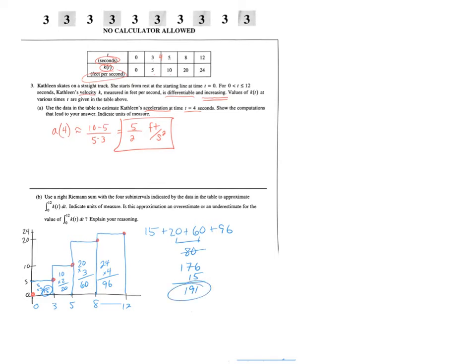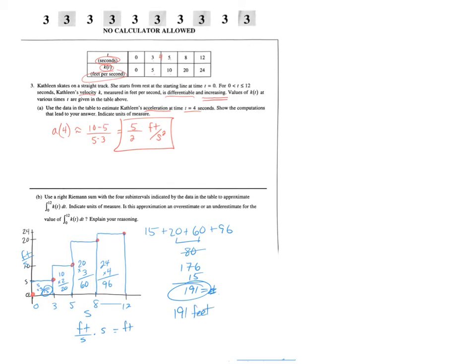So there's your total area, which would be in the units of measure, because we were integrating feet per second times seconds. Feet per second multiplied by seconds is going to give you feet. So this is the net, I'm just going to rewrite it, 191 feet.